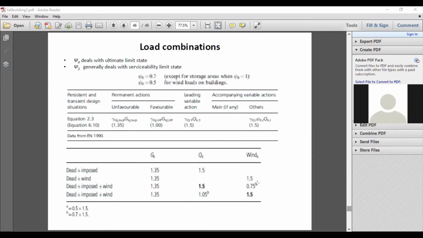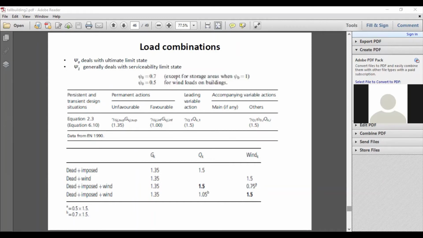leading variable. But when you are combining dead, imposed and wind, you have to select which one is leading. The moment you select one leading, the other one becomes the other category, where you do not have to consider the full load. So basically, if you consider imposed load as the leading, then you have dead 1.35, imposed 1.5. For the wind, we use only 50% of the wind.